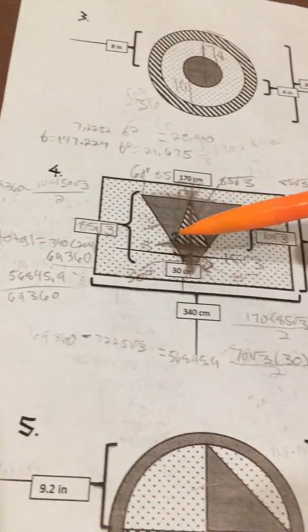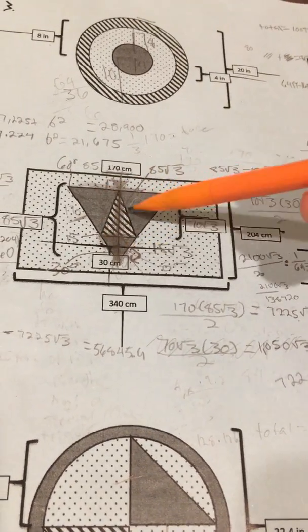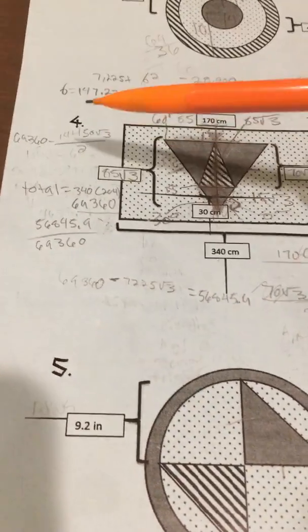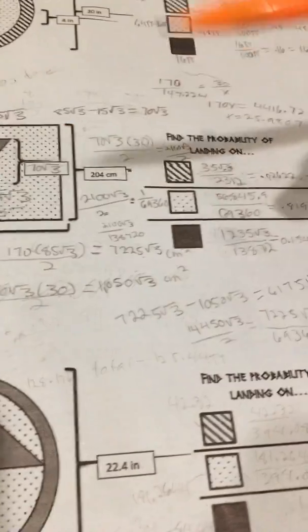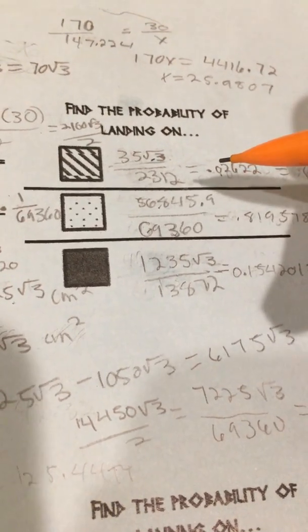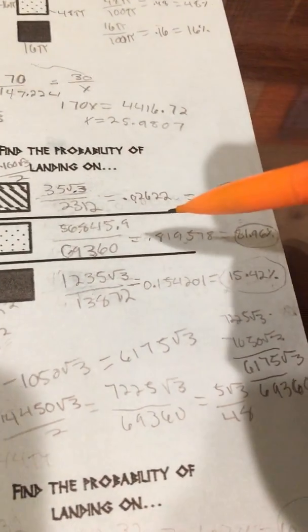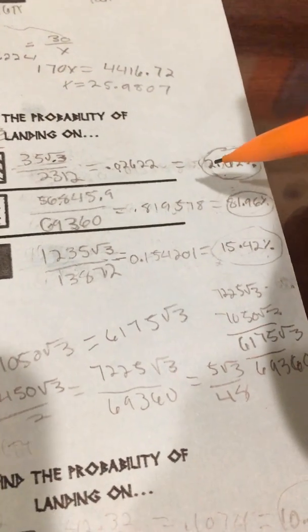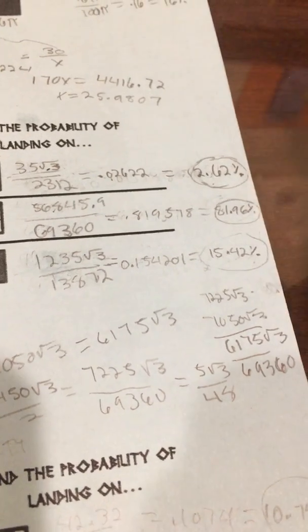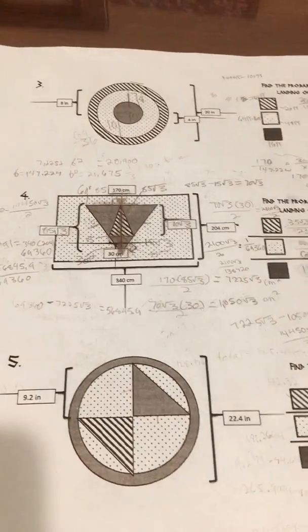Lastly, you need to find the dotted portion of this problem. To find that, you need to take the total minus this triangle right here. Only this triangle. You don't need to subtract them both, because this triangle includes that triangle. So you need to take 69,360 and subtract 7,225 square root of 3. That comes out to 56,845.9, and you divide that by 69,360. And that is 0.819578, or 81.96%.